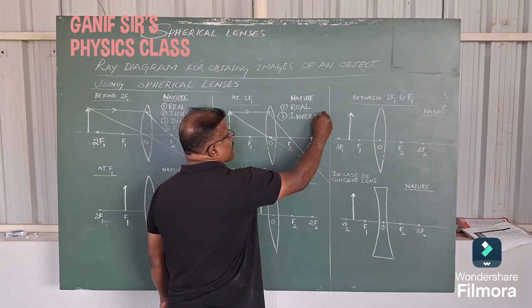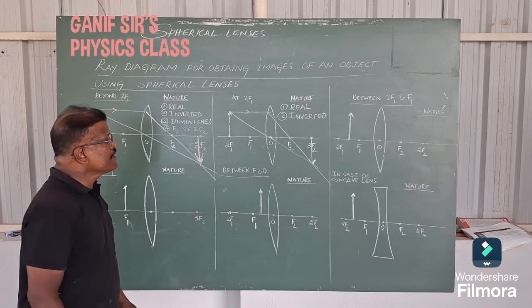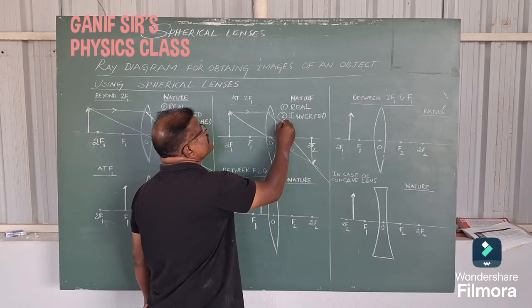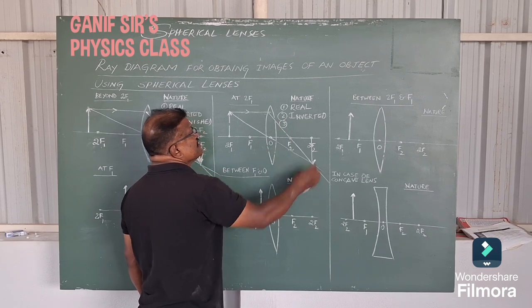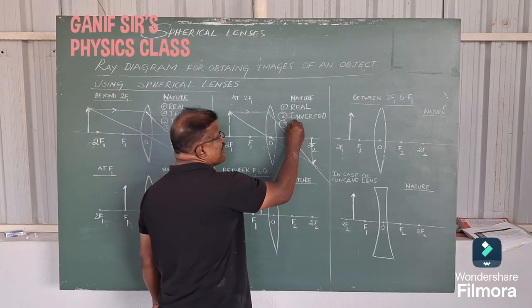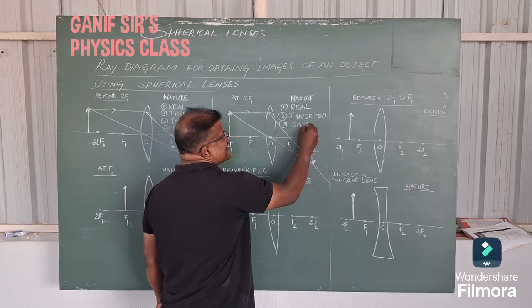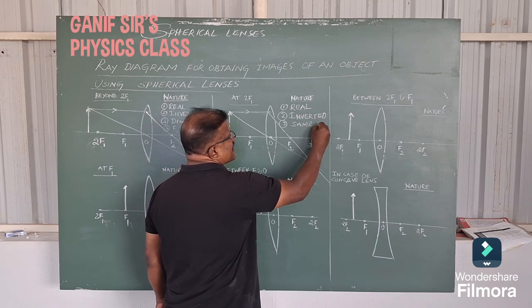Okay, and third one is regarding the size. What is the size of the image? The size of the image is same as that of the object. That is same size. Okay, same size.